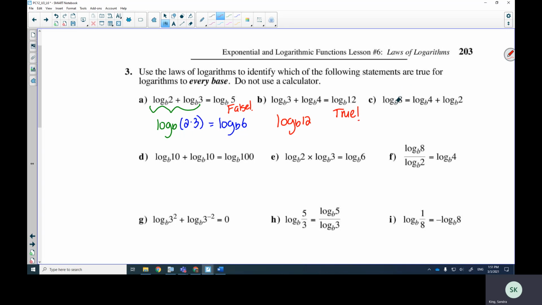Okay, again, I'm going to ignore this for now, and I'm going to do this. Marley, what answer would this be? Log base b of 8. So Marley, true or false? True.